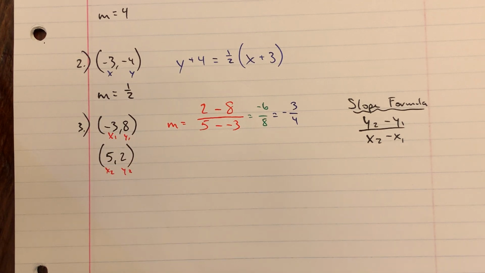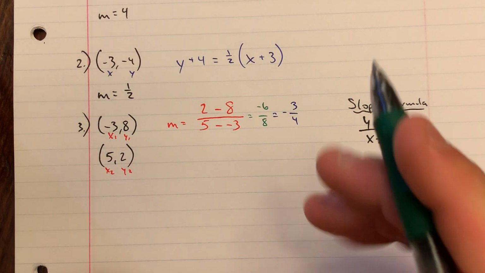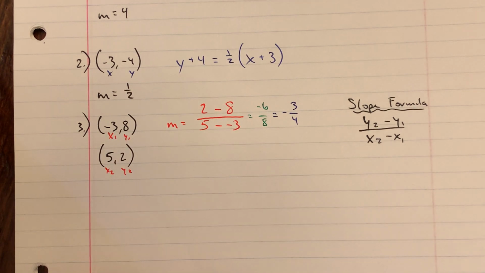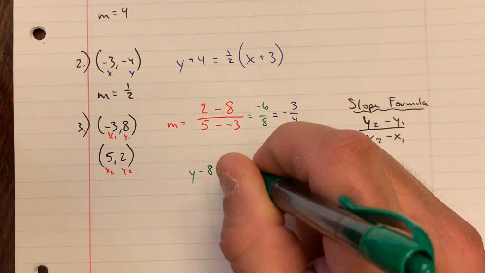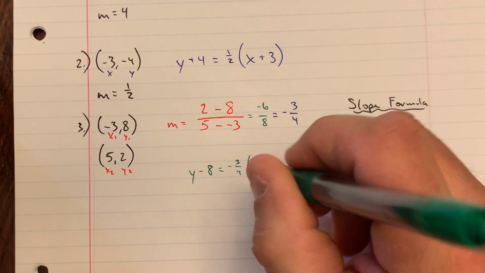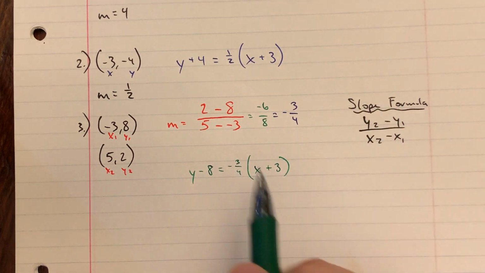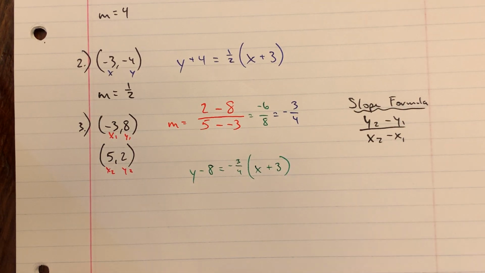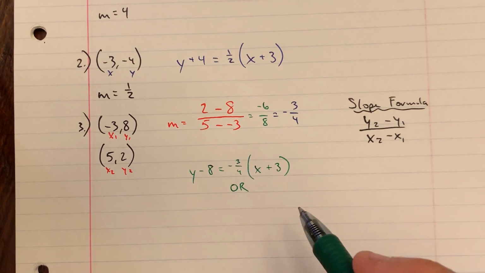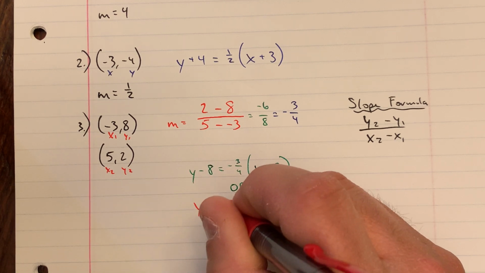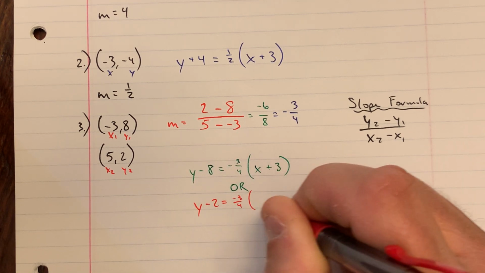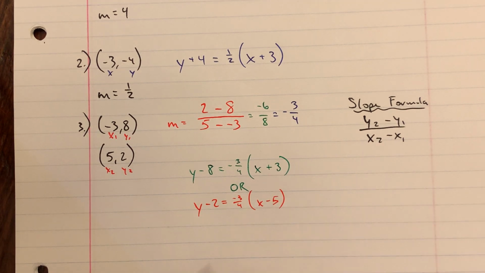So I can plug that into our formula right away. This is my first ordered pair I determined. So y minus 8 equals negative 3/4, parentheses, x plus 3. Minus negative 3 or plus 3. Now, if you wrote it the other way, using this other point, y minus 2 equals negative 3/4, parentheses, x minus 5. In the long run, for what we do from here tomorrow, or next lesson, it won't be a big deal.